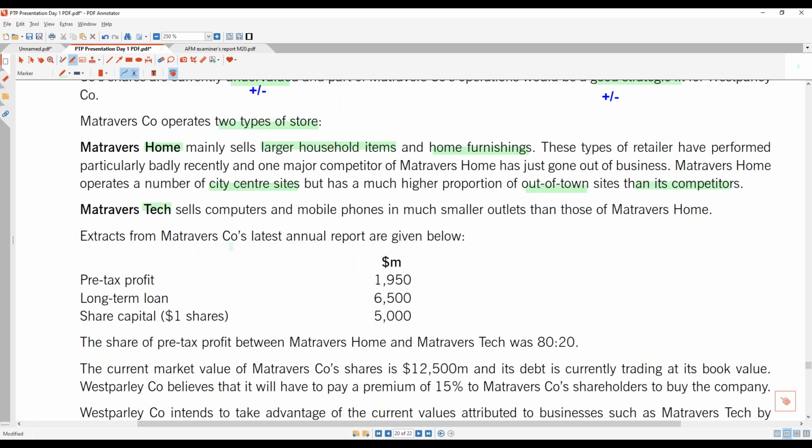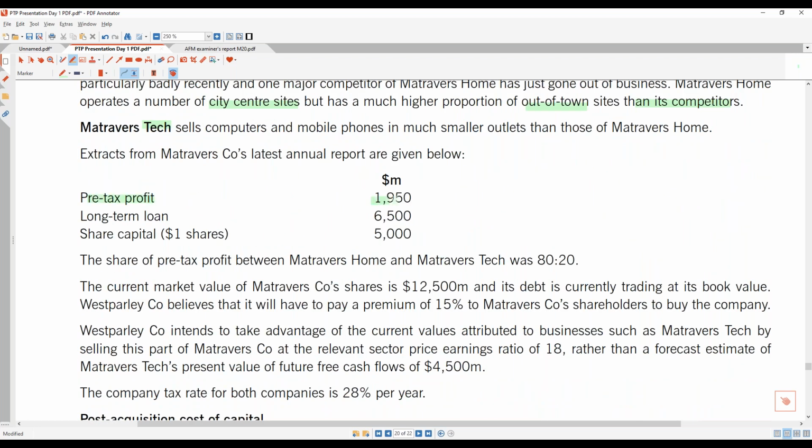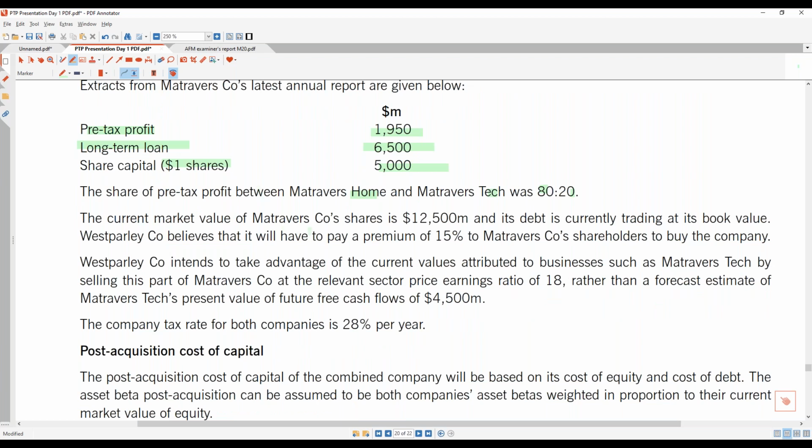Extract from the Matt Travers company's latest annual report given below. Pre-tax profit 950, loan 6500, equity 5000. Shares of pre-tax profit between Matt Travers Home and Tech are 80-20. Home and Tech, 80-20. Current market value of Matt Travers 12,500. That's important. The market value is given.